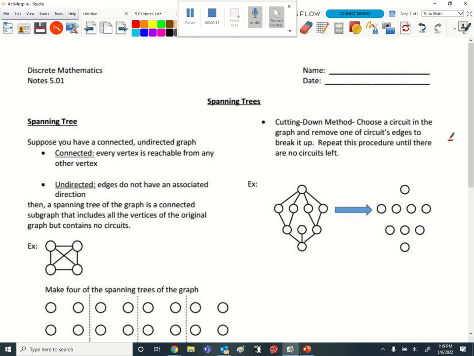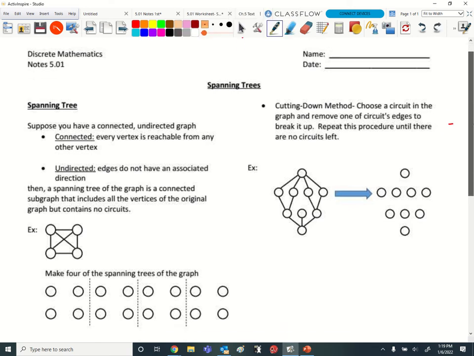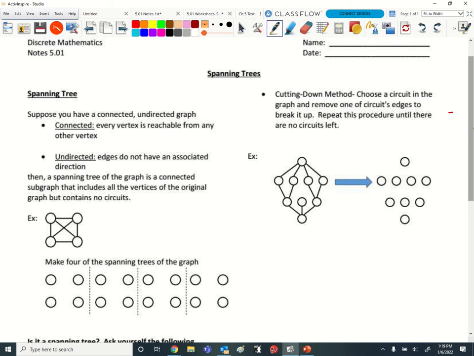All right, so we're going to go ahead and take a look at these notes because you guys are amazing. So, spanning trees. Suppose you have a connected undirected graph. Now, an undirected graph means you can go either way on the road, right? So the roads are the lines connecting the dots. So connected means every vertex is reachable from any other vertex. So there's a road. You can take any pathway, but you can go from any dot to another dot.